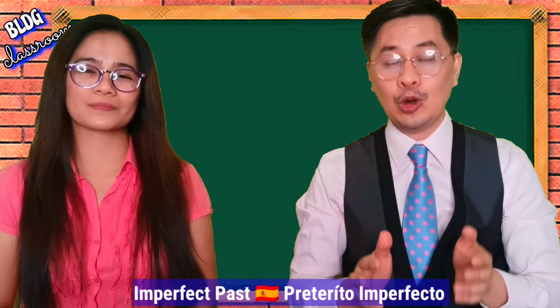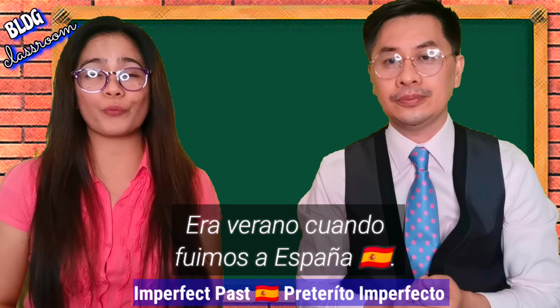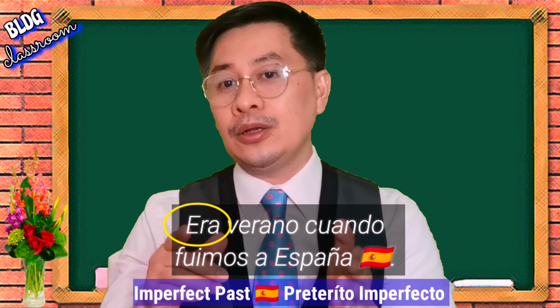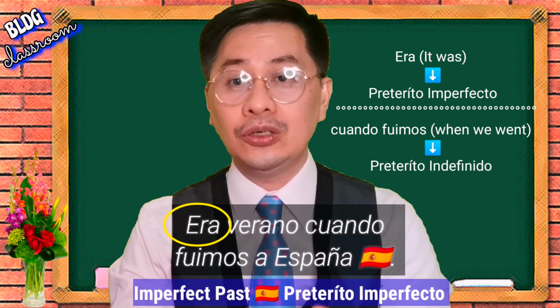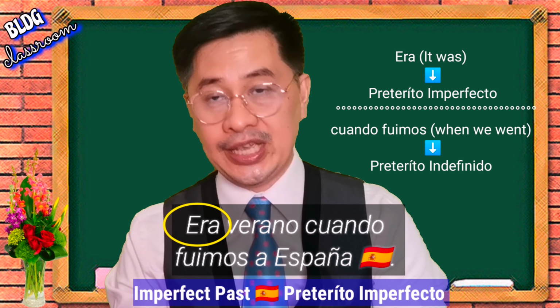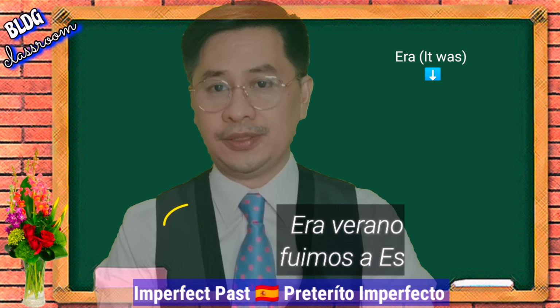It was summer when we went to Spain. Era verano cuando fuimos a España. It was, era. When we went, cuando fuimos. Alright, so this talks about date and time, so we are also going to use the imperfect past tense.